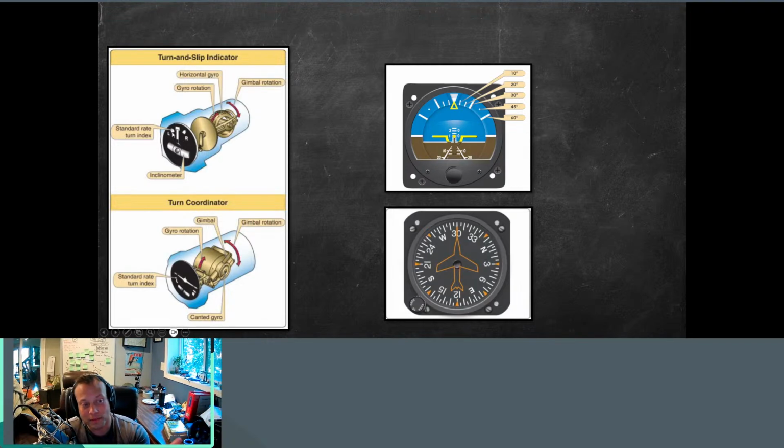The standard rate turn tells you that you are banking and turning at 3 degrees per second, or a full 360 degree turn in 2 minutes. In instrument conditions, we typically always do standard rate turns. And again, it's a gyro, and so it will have rigidity in space, precession, and it'll have some error as well. So just be aware of it.